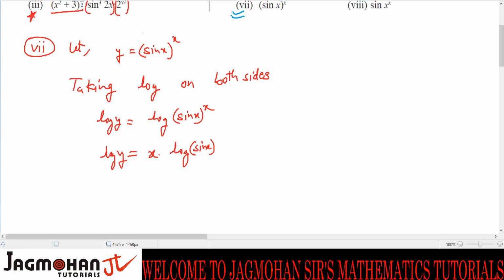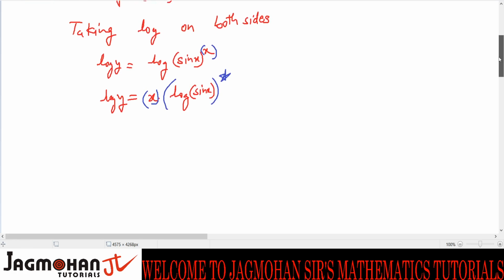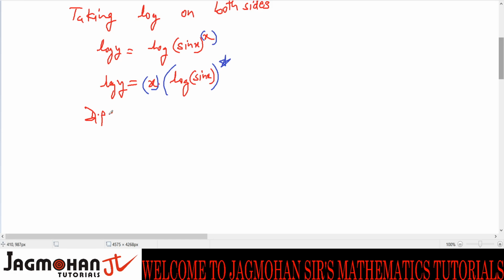What happened? Try to understand. What happened was, when you took log on both sides, the very next step the power became coefficient, and now you have no more variable raised to variable. See this, there is no variable raised to variable anymore. Now what it has become, my dear students? It has become u into v. This is u, and here you have got v. It is time now we differentiated this. So here I will write, differentiating both sides with respect to x.